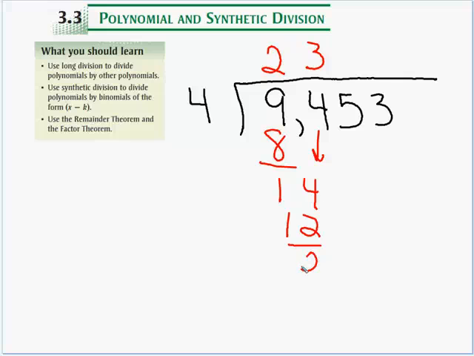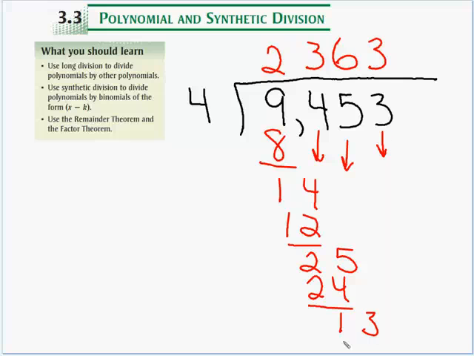Again, subtract. We have a 2. Bring down the next term, 5. We can put 4 into 25 6 times without going over, because 4 times 6 is 24. Subtract, we get a 1, bring down the 3, and we have another 3. 3 times 4 is 12. If we subtract 3 minus 2, we have a remainder of 1. And remember, we can take that remainder and make it a fraction. The remainder is the numerator of the fraction. The denominator is the divisor, 1/4.